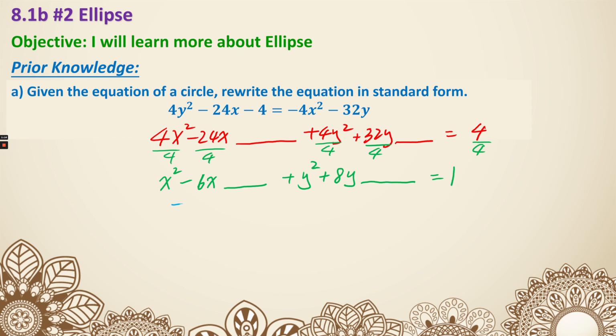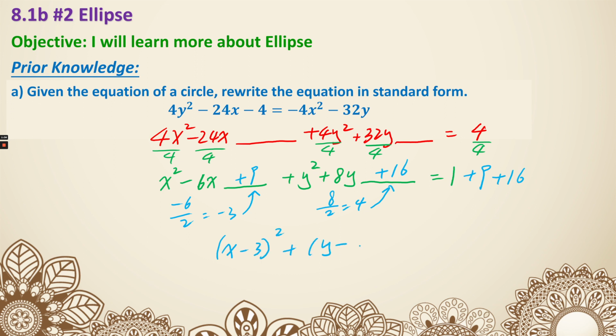For the x, negative 6 divided by 2 is negative 3, square that, that's going to be 9. We're also going to do that on the right side. For the y, 8 divided by 2 is a 4, 4 squared, that's going to be a plus 16. We are also going to do that on the right side. Now we can actually write it, x minus 3 squared plus y plus 4 squared equals to, that's 10 plus 16, which is 26. Now to go a bit further, the center will be 3, negative 4, and the radius will be square root of 26.